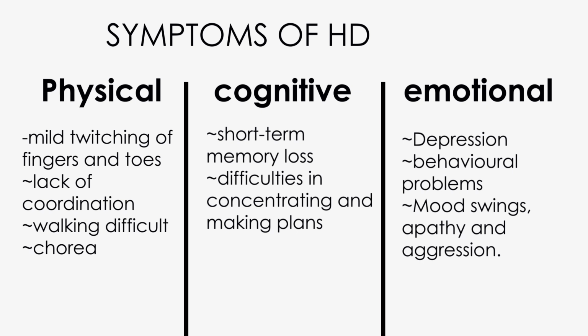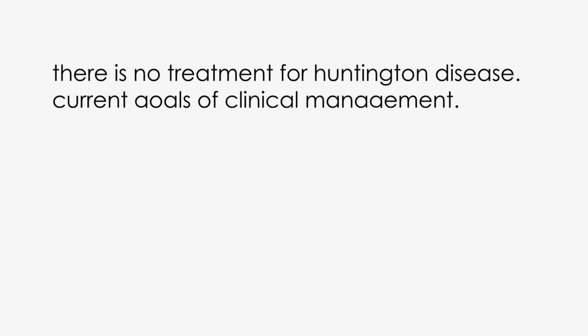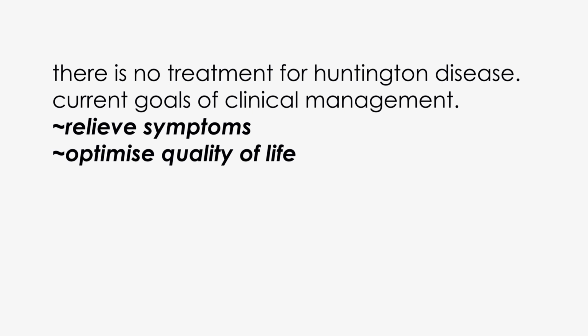In emotional symptoms, these people suffer from depression, which around 1/3 of the people with Huntington disease experience. There's behavioral problem, mood swings, apathy, and aggression. While researches are ongoing, there is no treatment for Huntington disease which can slow or reverse progression of Huntington. But the current goal of clinical management is to relieve symptoms and optimize the quality of life. And therefore, what I'm going to say are not actually treatments, but ways where we can relieve Huntington disease.